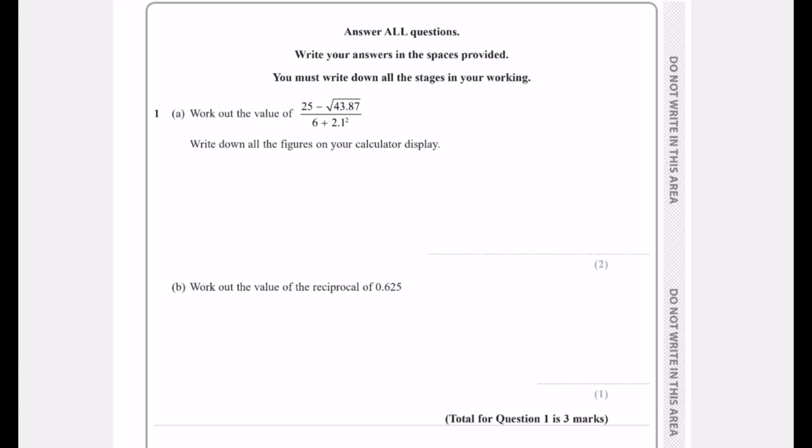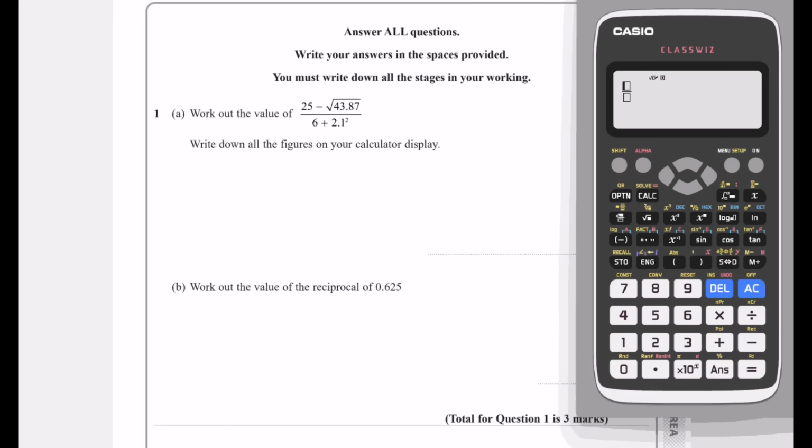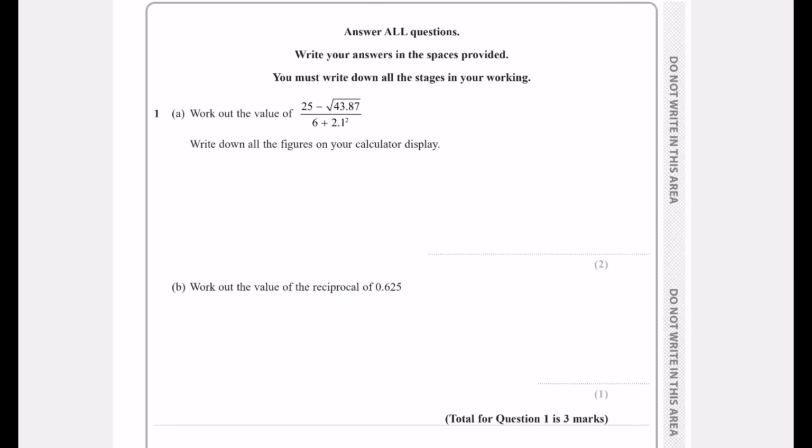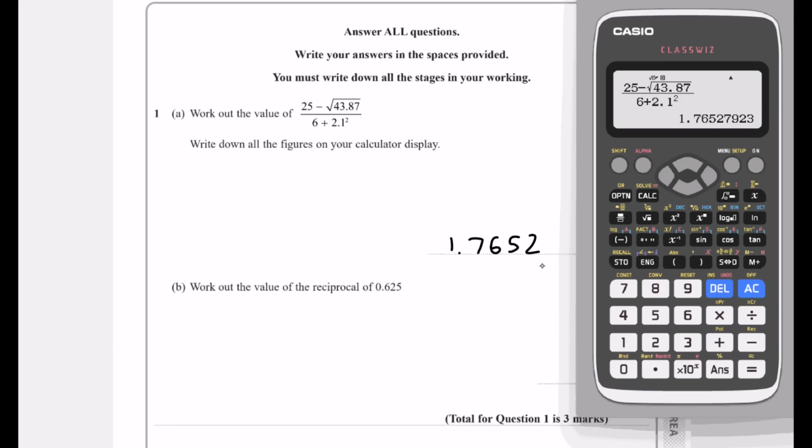All we need to do here is type it into the calculator. Press the fraction button first. We want it to look exactly how it looks on the page. So 25 minus the square root of 43.87 all over 6 plus 2.1 squared. Type it in, and we need to write down all the figures on the calculator display. So 1.7652, 7923.